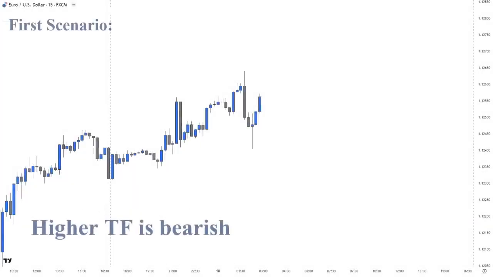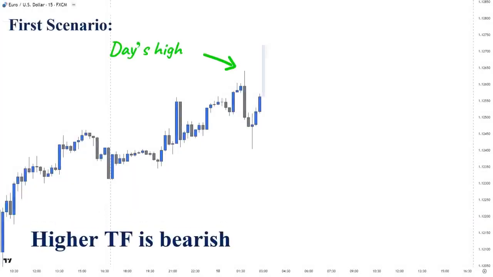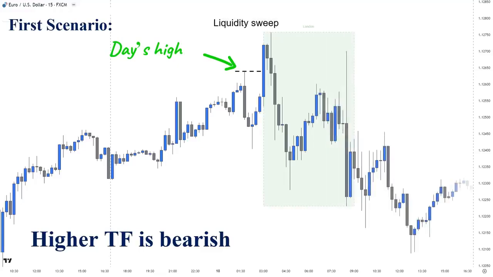In the first scenario, the price heads for sweeping liquidity beyond the high or low of the day that the Asian session created. Then the price continues pushing in the same higher timeframe direction.